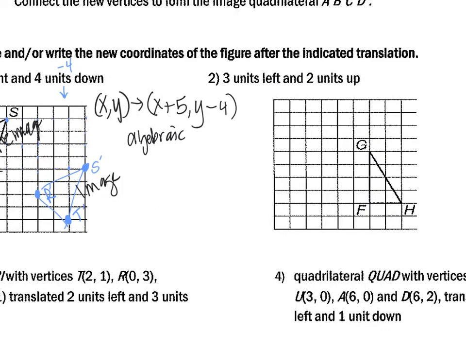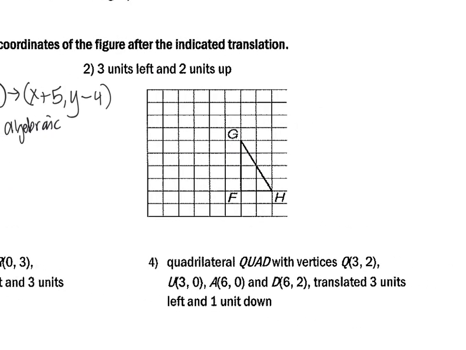Okay, so that would be your algebraic representation of it. Okay, on number 2, we're going 3 units to the left, and if we're going right or left, that's our x value. 2 units up, and that is our y value. Okay, so I'm going to start with G, and I'm going to move according to what they gave me. So 3 units left, 1, 2, 3, and 2 units up, 1, 2. New point, and I'm going to write G prime.